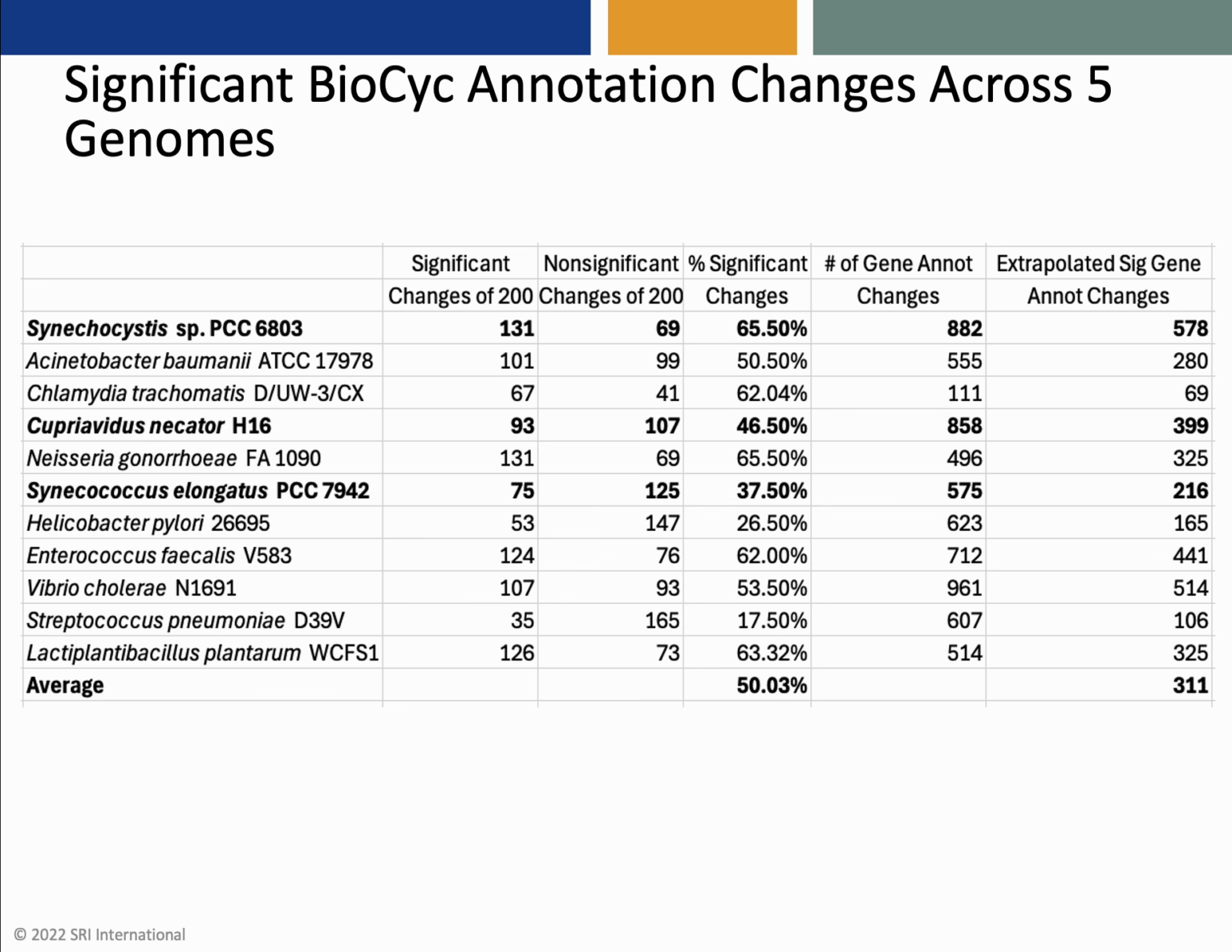Now, we've actually done that same study across 10 other genomes. So we've chosen 200 proteins at random from the list of proteins that had changed annotations, for a total of a bit more than 2,000 proteins surveyed in this way. And what we found was that on average, about 50% of the proteins with changed annotations had significant changes. And overall, about 311 proteins is the average across all these different genomes for how many proteins had significant annotation changes.